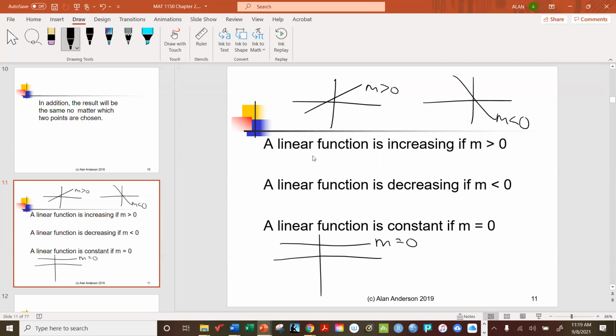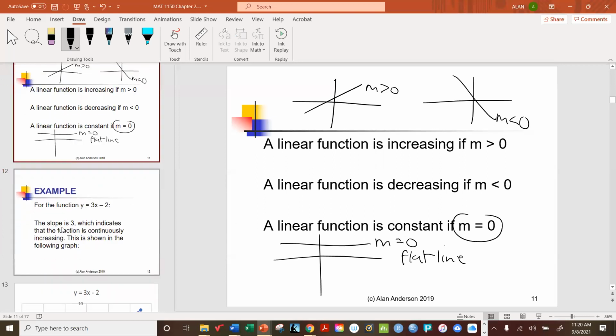Okay, so let's remember that. Positive slope means it moves in the upper right-hand direction, negative down to the bottom right, and 0 means it's a flat line. Okay, the drawing is not very good, but it's a flat line.